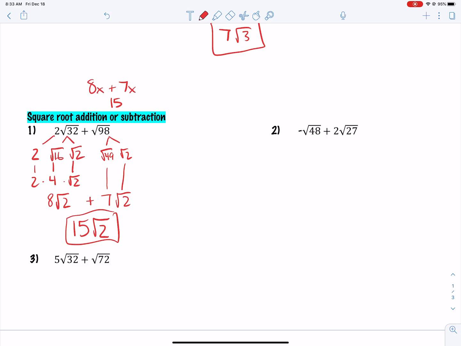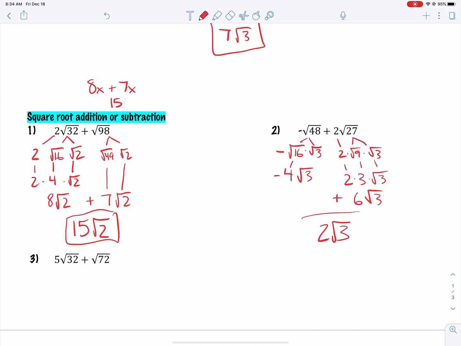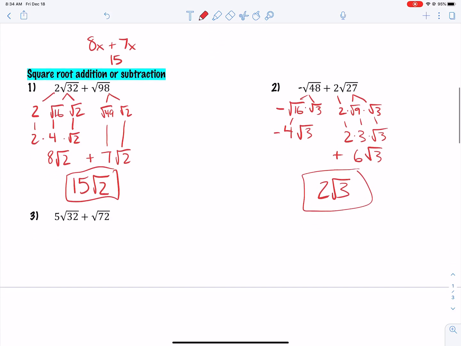Don't forget this negative sign now, okay? So I have negative radical 48. That can be radical 16 times radical 3. Okay? And this comes out to a 4, and I'm left with radical 3. So that's negative 4 radical 3. Then this becomes 2 times radical 9 times radical 3. So that's 2 times 3 times radical 3, so this is 6 radical 3 there. So I have negative 4 radical 3 plus 6 radical 3. That's going to equal 2 radical 3. All right.